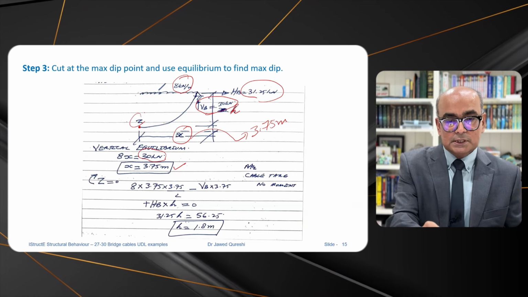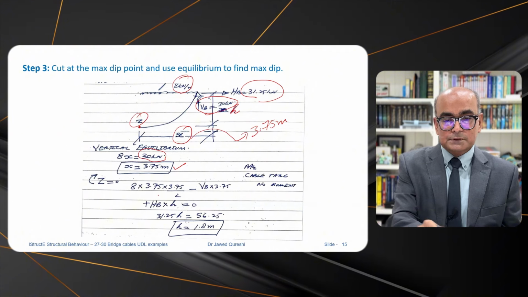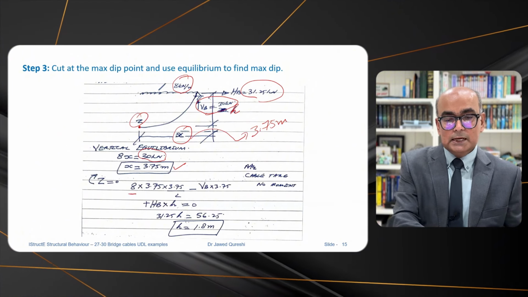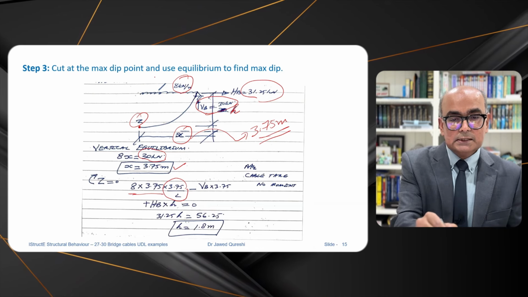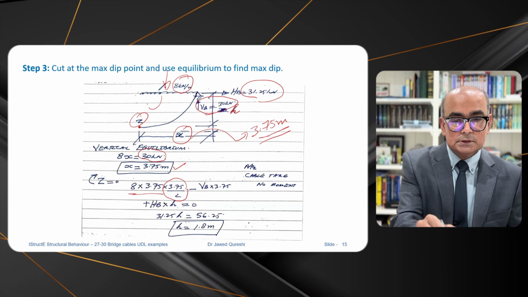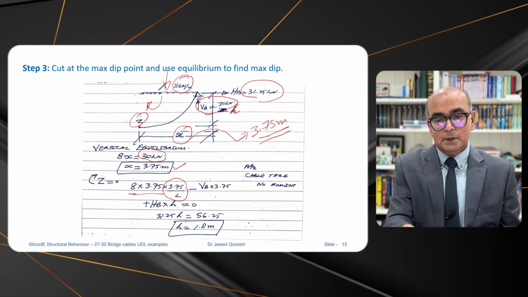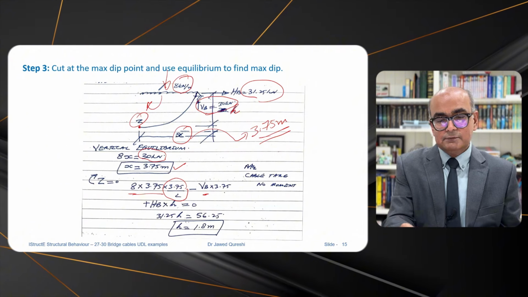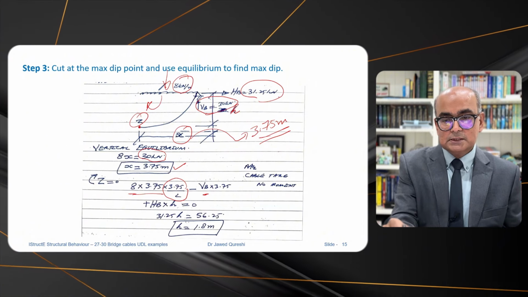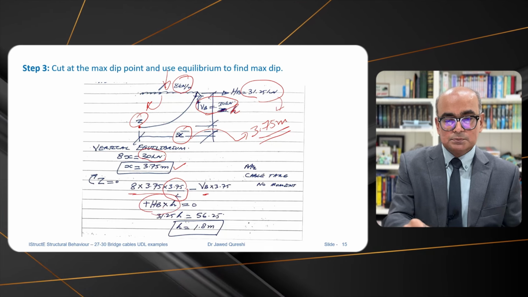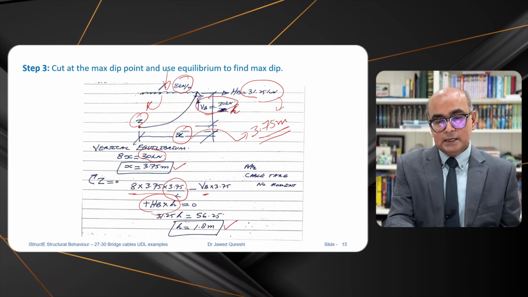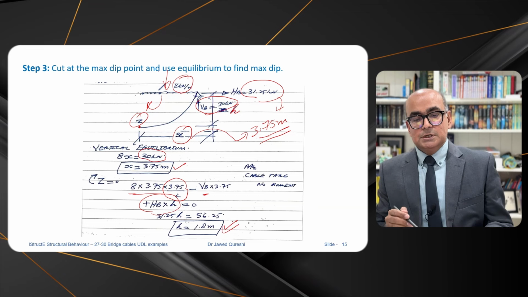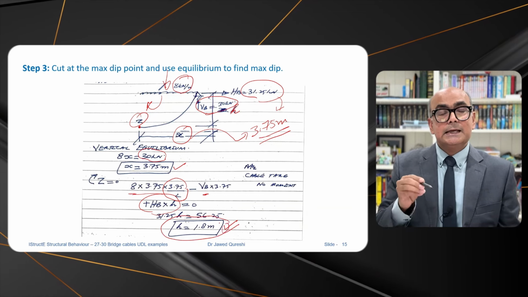So moment at Z, Z is this point. We have first of all the UDL. So 8 is UDL times distance. Distance was 3.75 times it is acting at half of the distance, and it's creating a clockwise moment. So this is a clockwise moment, that's the reason it's positive, and minus VB times 3.75 plus HB. HB is creating a clockwise moment, so that's why it is positive. When we put all the values, we can get the value of H as 1.8, the maximum dip. So maximum dip is 1.8 meters.